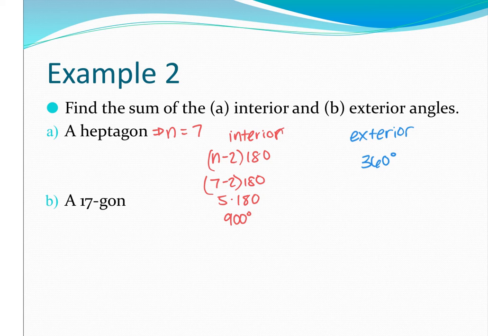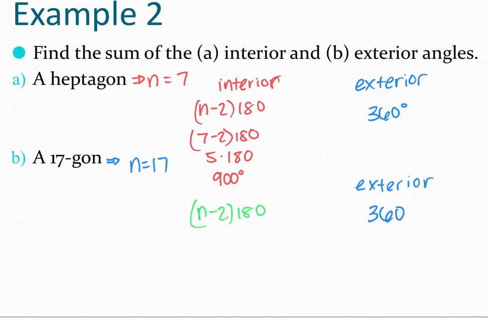So, let's just jump to the exterior angles for a 17-gon. How many sides is it? Yep, it's got 17 sides. So what's the sum of its exterior angles? 360. Now, what's the sum of its interior? Well, we've got to do n minus 2 times 180. That's going to be 17 minus 2. Multiply that by 180. And we're going to get 15 times 180.